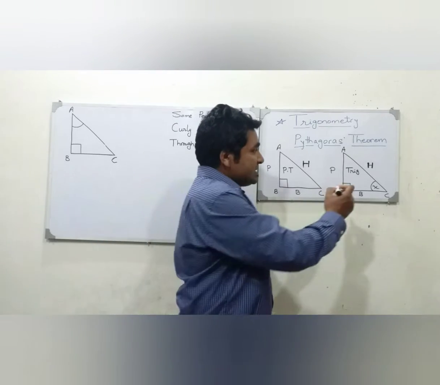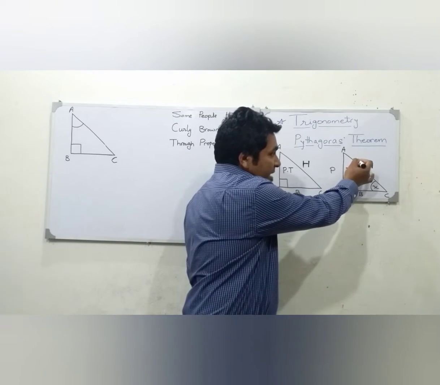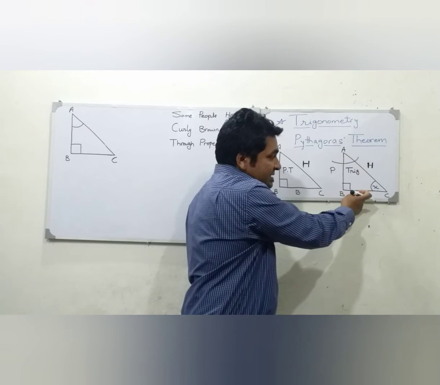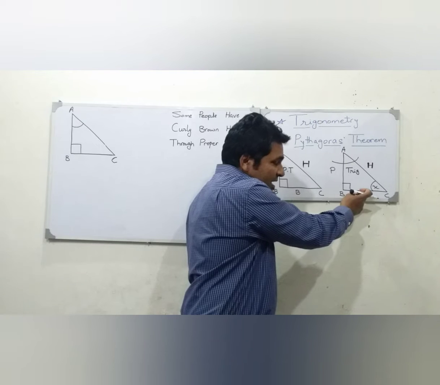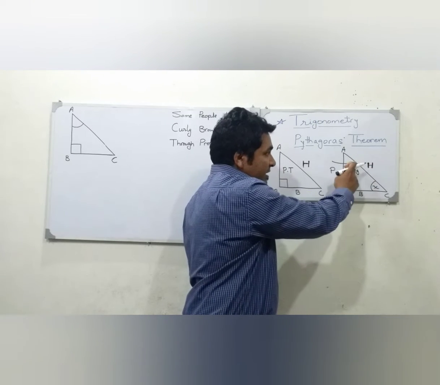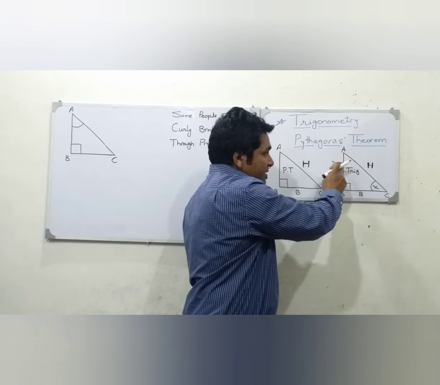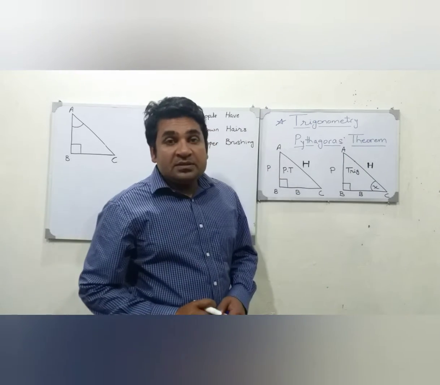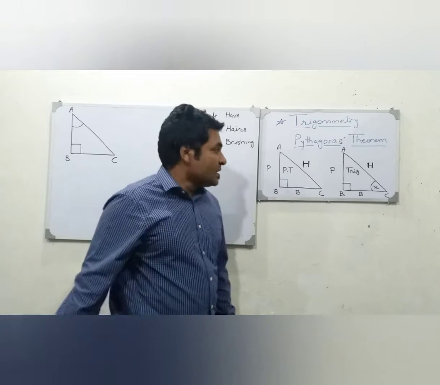I want to tell you once again, if we have the angle here, then opposite to this is this side, so this will be called perpendicular. Right now we are having the angle here, so this is perpendicular, this is base, and this is hypotenuse. This is the first thing which you need to know.